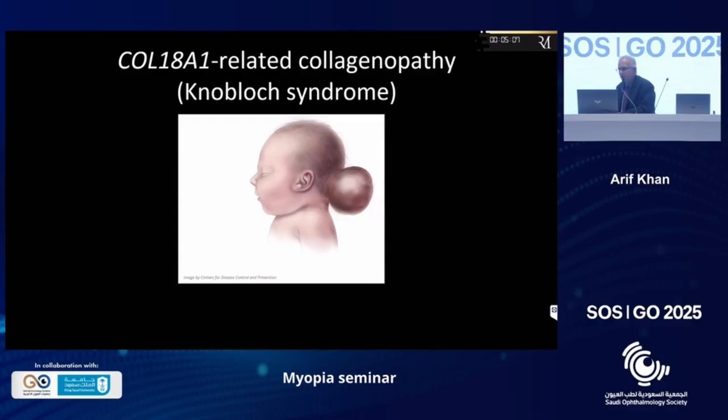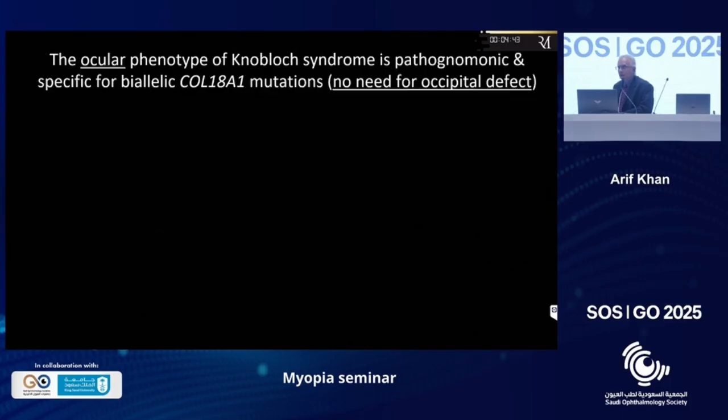Another collagenopathy that we encounter in the region is Knobloch syndrome. Knobloch syndrome is typically a triad of occipital encephalocele, retinal detachment, high myopia. But many of these patients come in with ocular findings only, and we can diagnose them just from the ocular findings. They don't have to have the encephalocele.